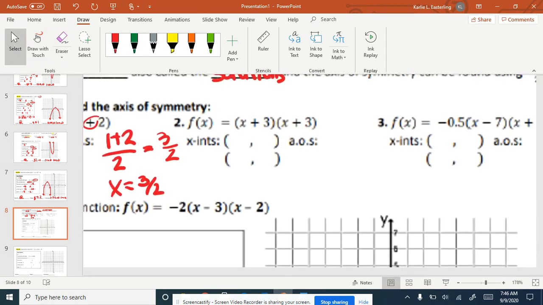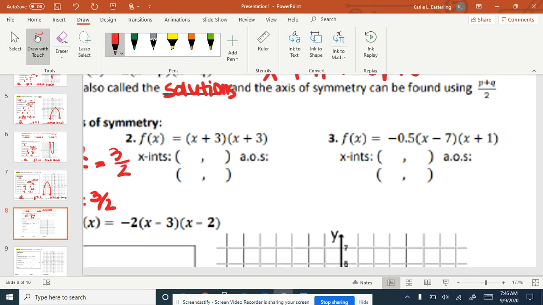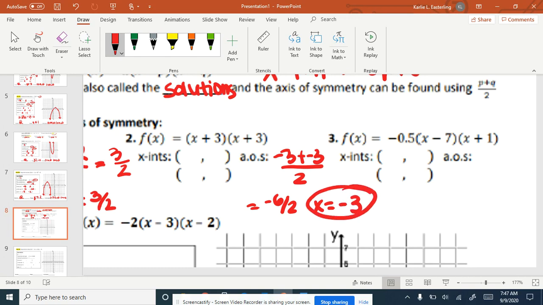All right, let's look at number 2. For our axis of symmetry, remember we are looking for p plus q divided by 2. So we have -3 plus -3 here, because we have positives on the inside, so we have to do the opposites, divided by 2. That'll give us -6 divided by 2, which will then give me x equals -3. So that's my axis of symmetry there. And my x-intercepts are actually the same here. They're both -3, which would be an example of where we bounce off the x-axis. We only hit the x-axis once there.